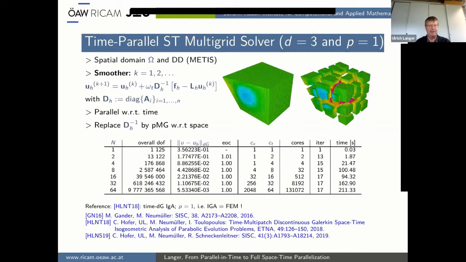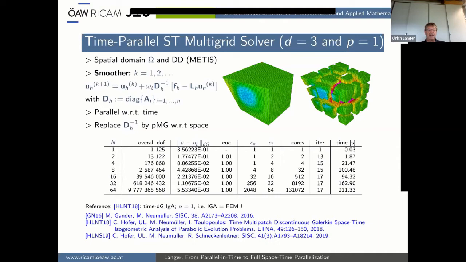So what you need is a smoother, you need prolongation and restriction, okay? And you need a strategy to coarsen in space and time in a smart way. This was done by Fourier analysis in this paper by Martin Gander and Neumüller. The smoother is now a block Jacobi smoother, where you see on the blocks the A_i. This is basically a space stiffness matrix. So you have to solve such systems. And of course, this should be cheap. In the smoother you replace this by a parallel multigrid method in space, by a parallel V-cycle, for instance.